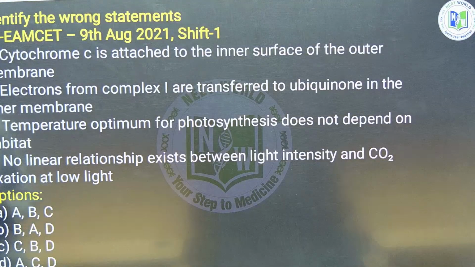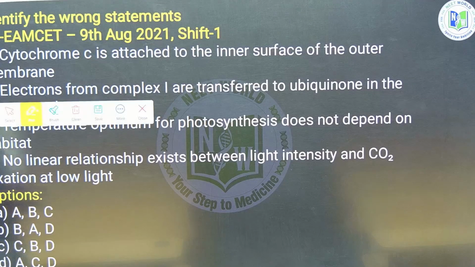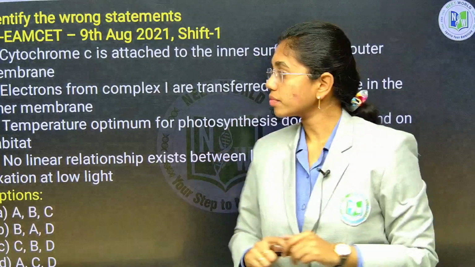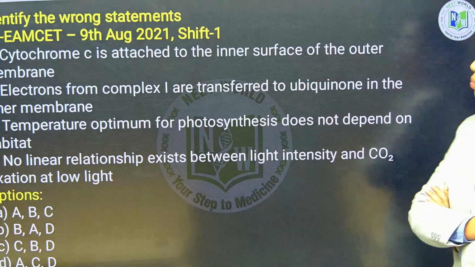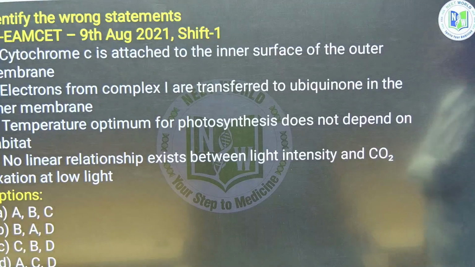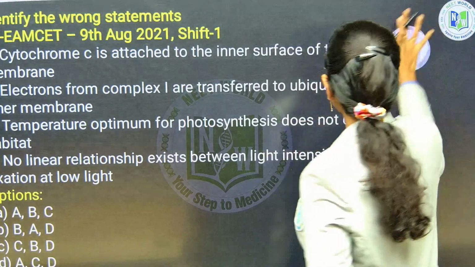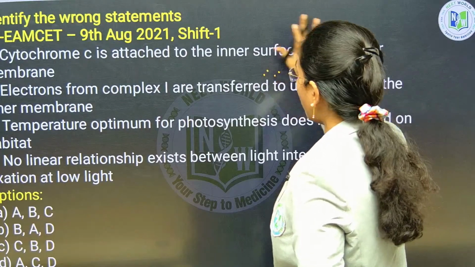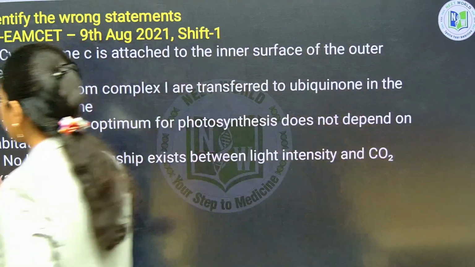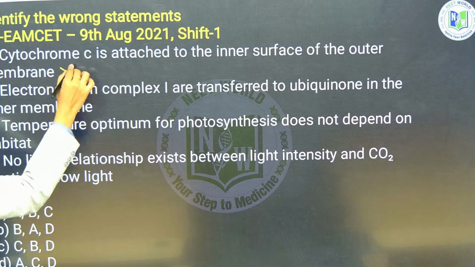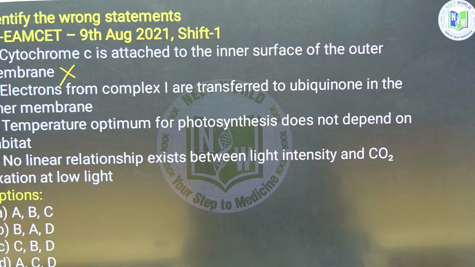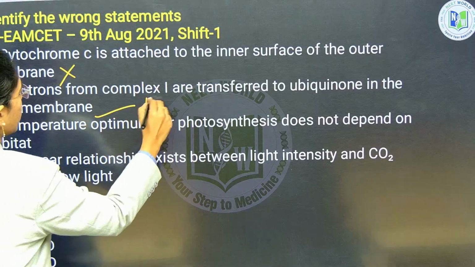Multi-statement based question, we need to choose wrong statements. Wrong statements should be chosen. Cytochrome C is attached to inner surface of the outer membrane. No, it is not attached to inner surface. Cytochrome C is attached to inner surface of inner membrane, not outer membrane. Fine. Electrons from complex 1 are transferred to ubiquinone in the inner membrane. True. This is from ETS.